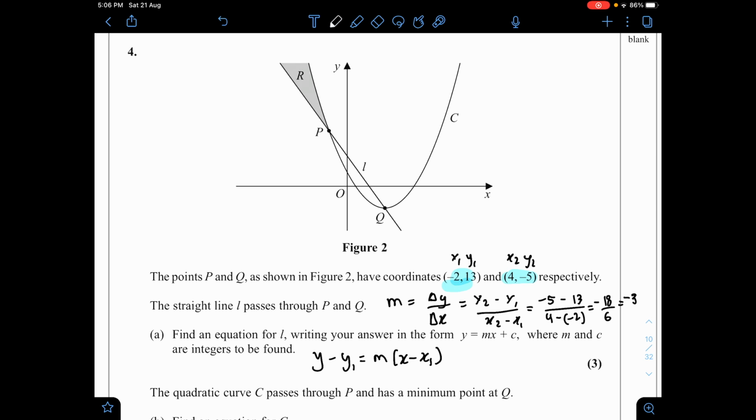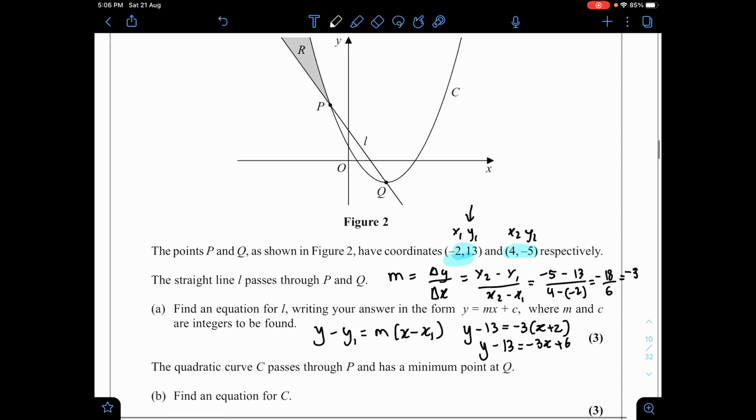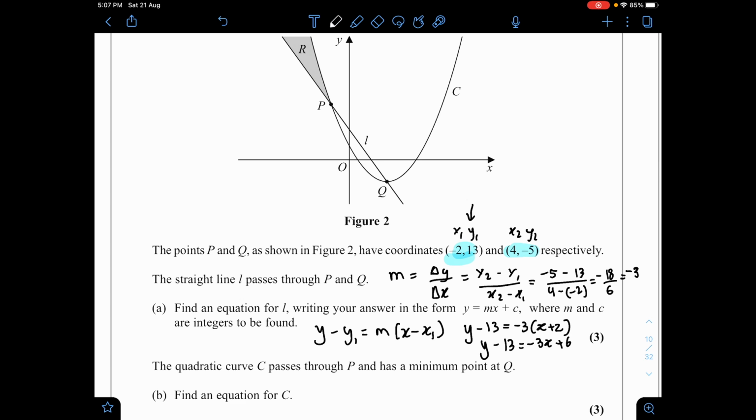So let's use this one. That will be y minus 13 equals m. What's m? m is -3, x minus -2, so that's +2. So you're left with y minus 13 equals -3x, sorry, not +6, -6. So y equals -3x plus 7. So that is our equation.